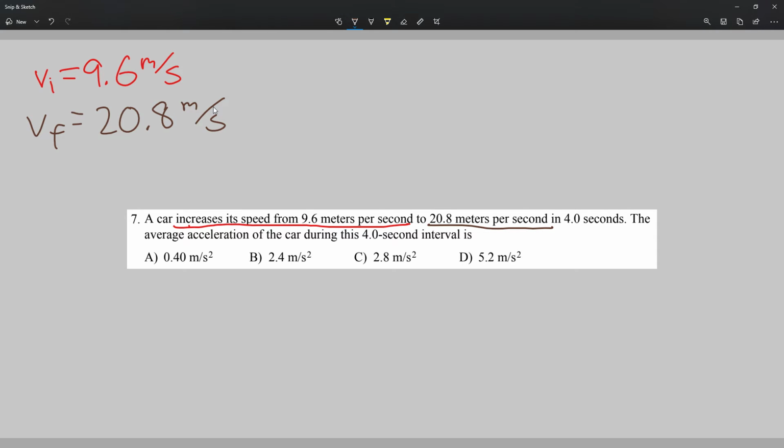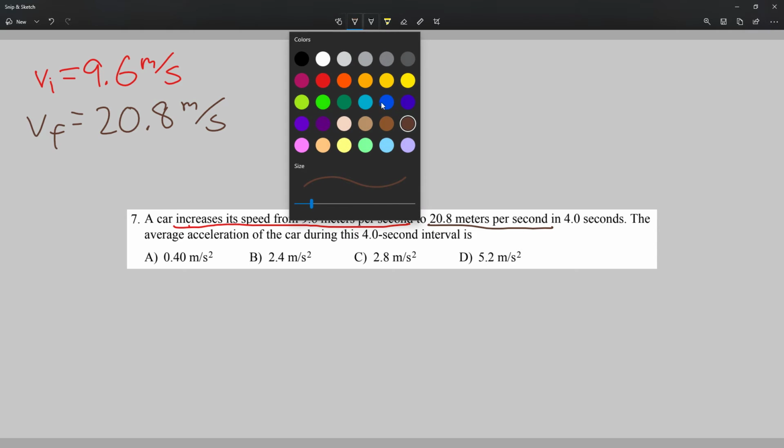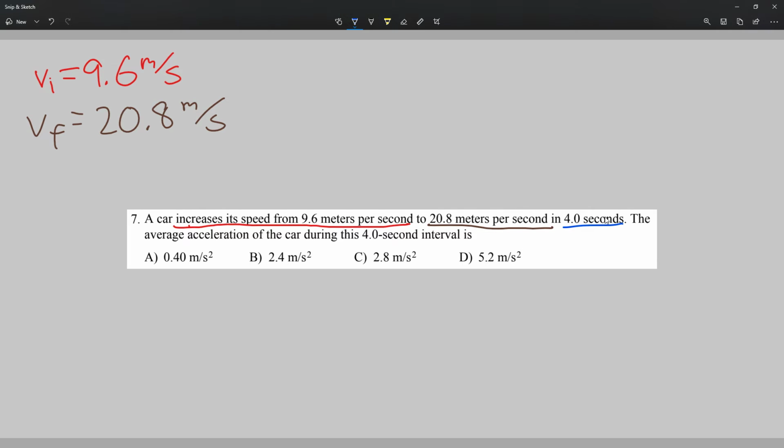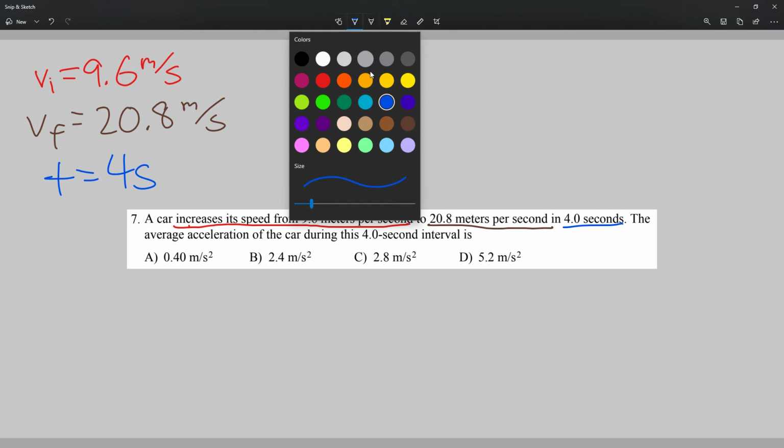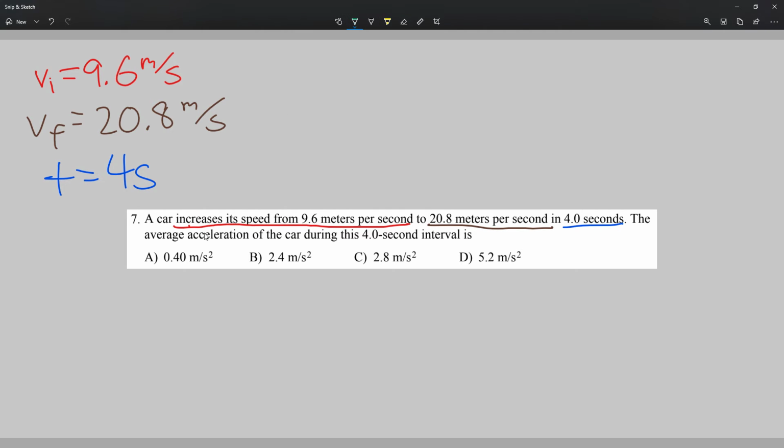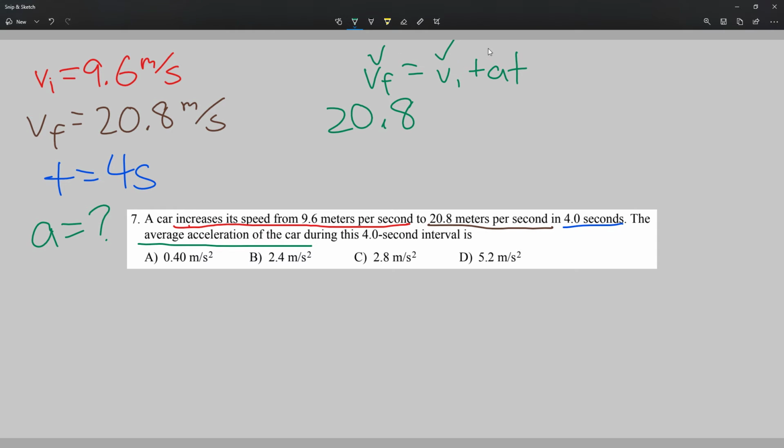And we know its speed or velocity because it's meters per second. It says time is 4 seconds. T is 4 seconds. The average acceleration of my car is now what? VF is equal to VI plus AT. So now we're going to use that. Again, we're using this because that's everything we need. We're solving for A, and we have everything we need.